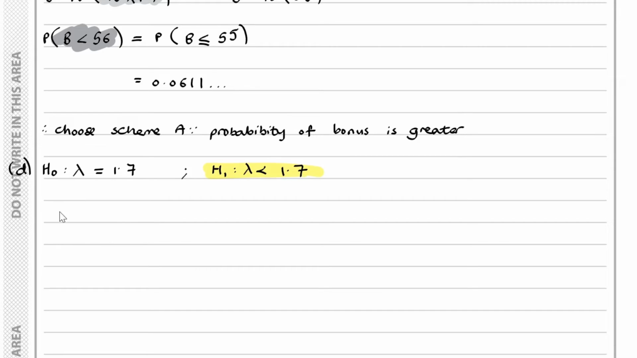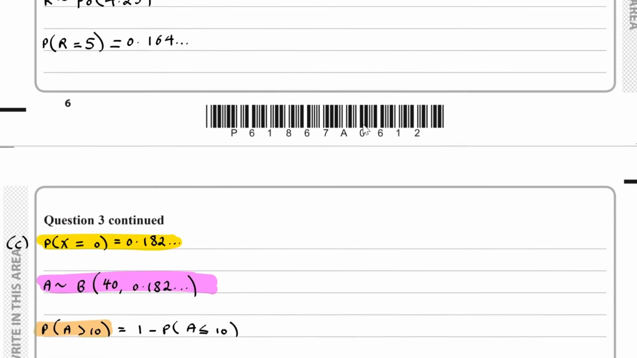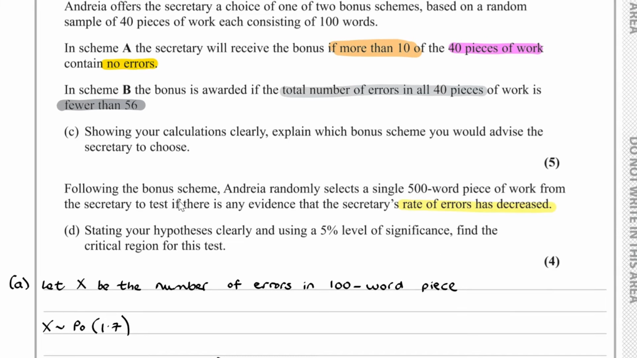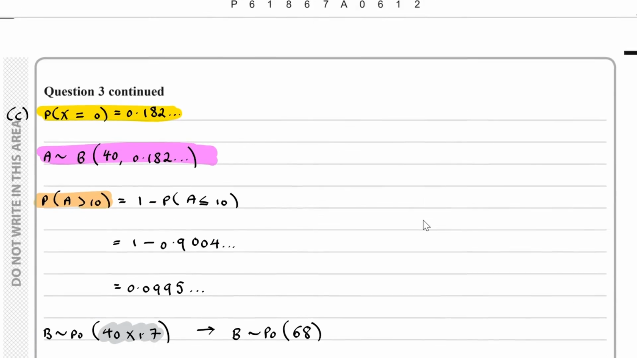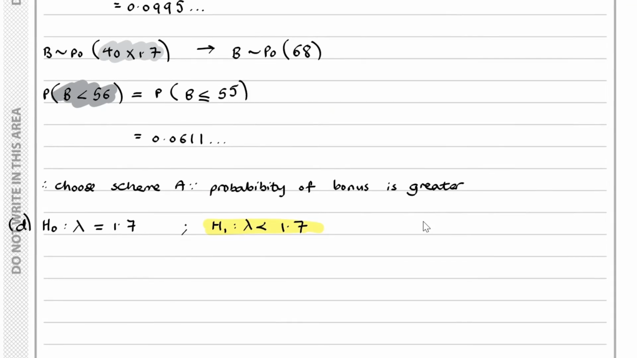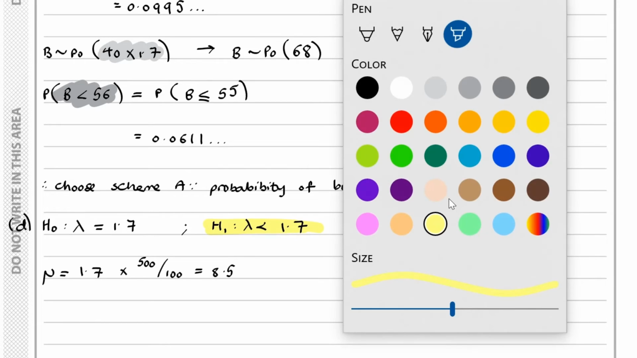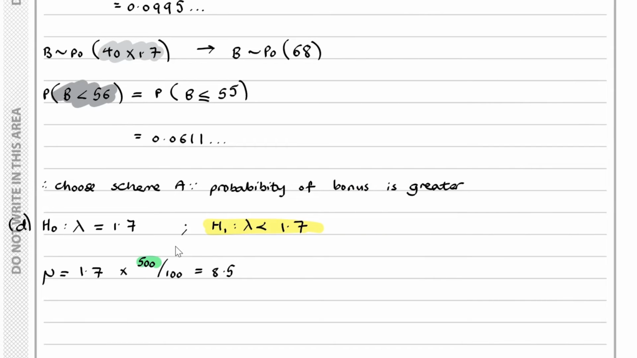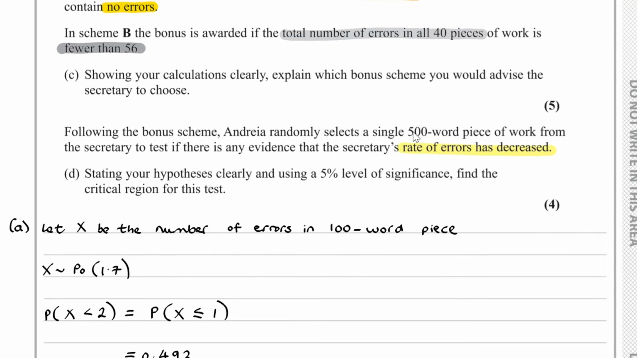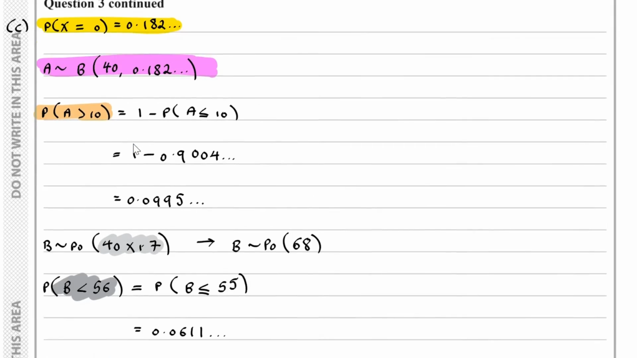Now, our new mean, which we need to look at: this time he selects a 500 word piece. So we have to work out a new mean for a new Poisson distribution. We'll call this mu, and that will equal 1.7 times 500 over 100, which is 8.5. Okay? So this comes from the fact that he's looking at a 500 word piece of work from the secretary.